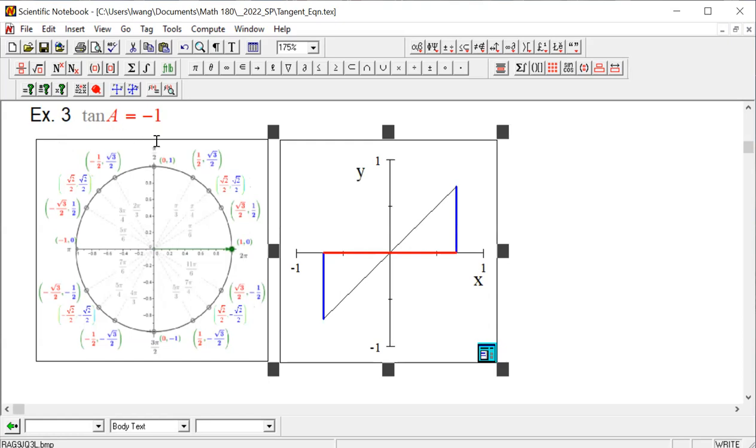So -1 this time. This picture is wrong because the terminal is going to be this one. That's a negative ratio for tangent, -1 ratio, and this is another one. Okay, so we need to change this picture completely. So let's do it.